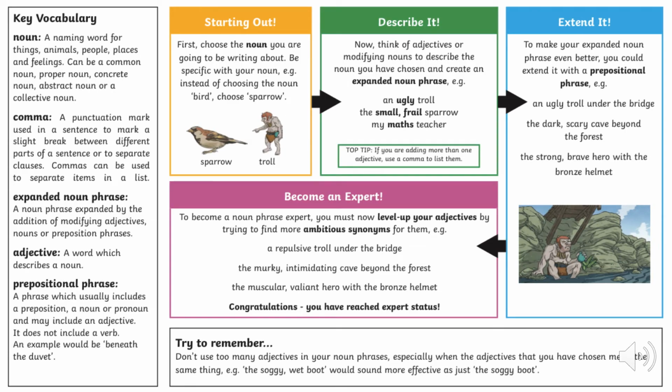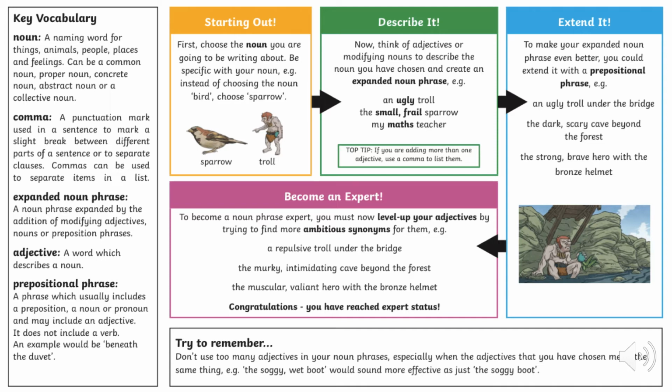So, before we start today, a sort of overview in a slide. Key vocabulary: we've got noun. Can you remember what a noun is? It's a name word for things, animals, people, places, and feelings. It can be a common noun, a proper noun, a concrete noun, an abstract noun, or a collective noun. And if you've forgotten what any of them are, you should give them a quick Google to remind yourself.